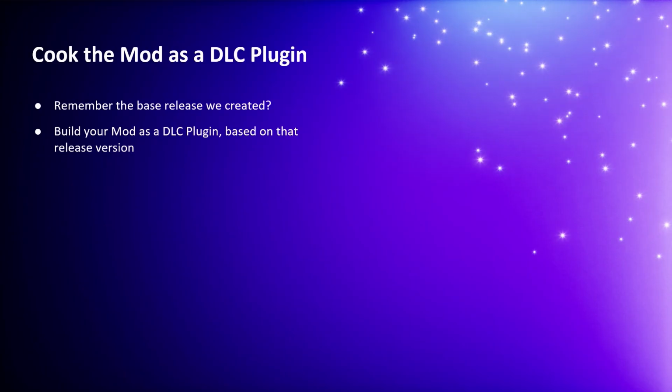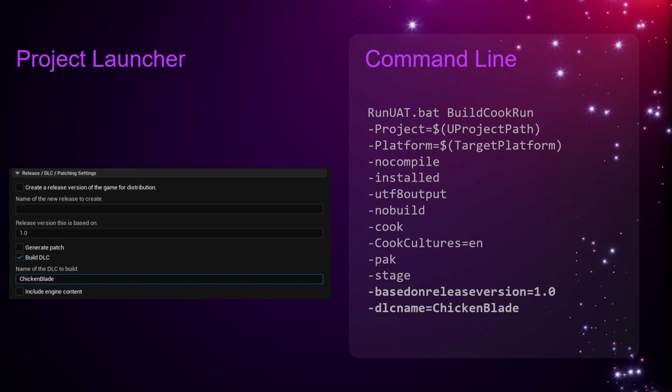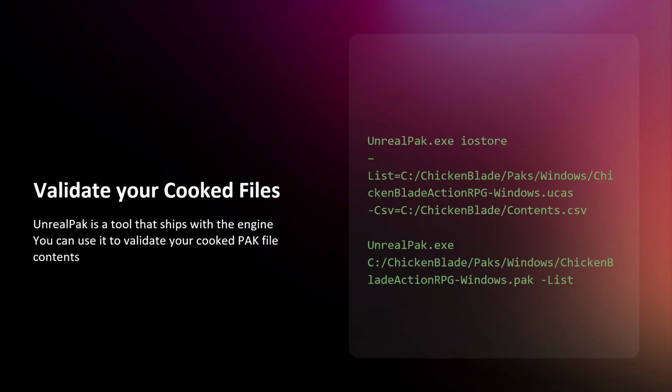So recalling back to that base release, we want to build your mod as a DLC plugin based on that release version. In that same drop down, in the release DLC packaging settings, instead of populating those top two, you want to say the release version it's based on is 1.0, which is the one we just created, and say you want to build DLC, and the name of the DLC is just the name of the plugin. In this case, it's Chicken Blade. Again, if you're using command line or build graph, you just pass -basedonreleaseversion and -dlcname.